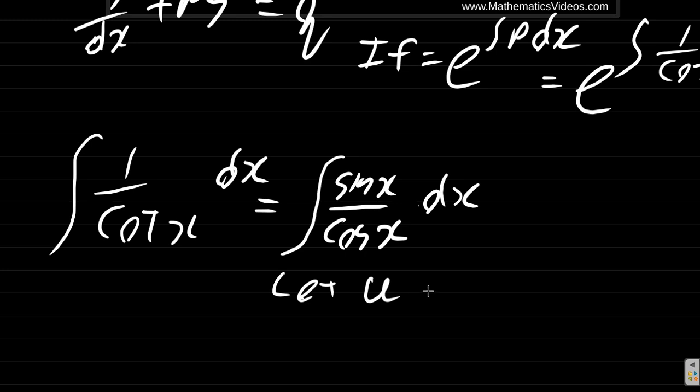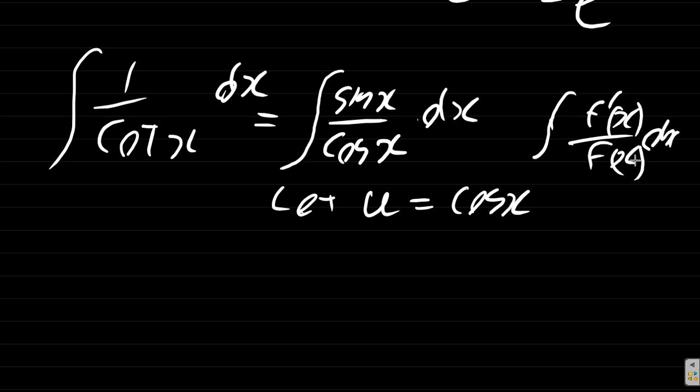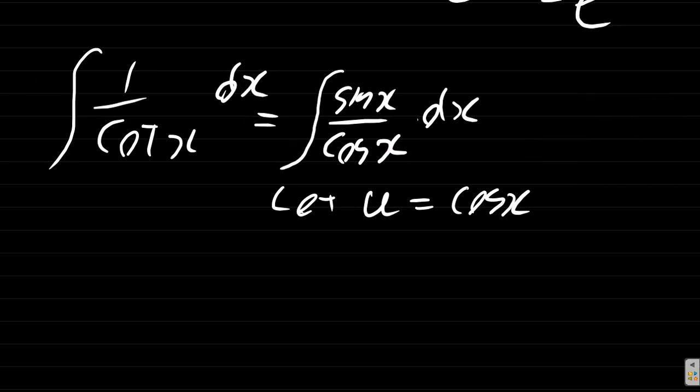Let u be equal to cosine x. So when you look at this, you see that what you're integrating is f prime x over f of x dx. So whatever is in the denominator, you can differentiate it to get what is in the numerator. Alright? So you make the substitution equal to the denominator function. So let's go with this one. U is equal to cosine x.